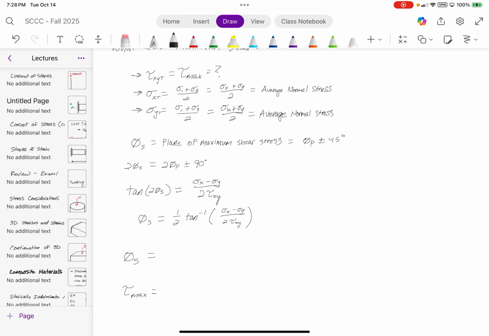I just want to know what you guys get for the principal shear stress. Negative 22.5. That was for the principal. I meant the maximum shear plane.